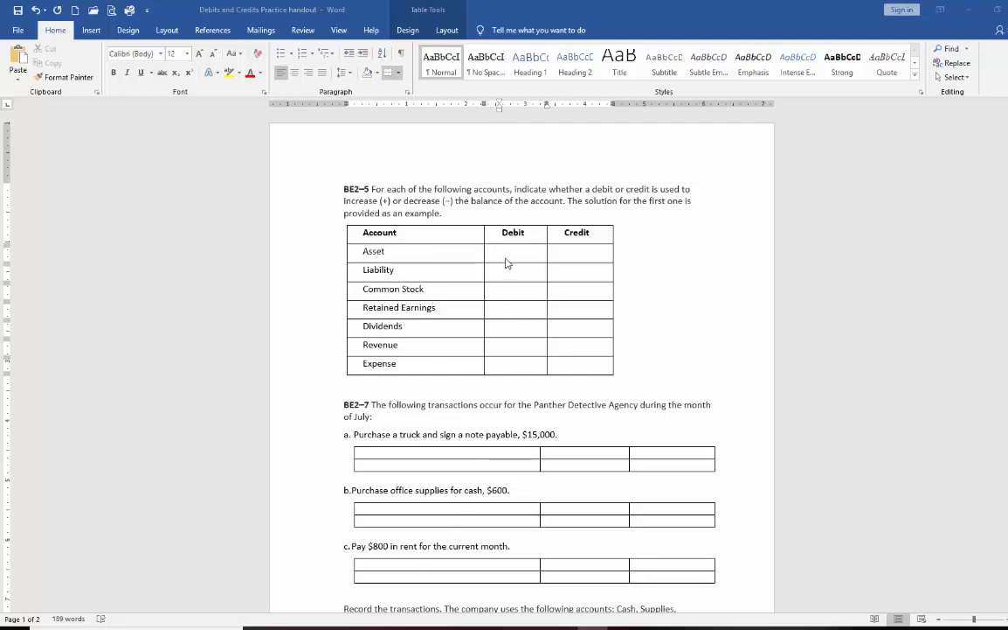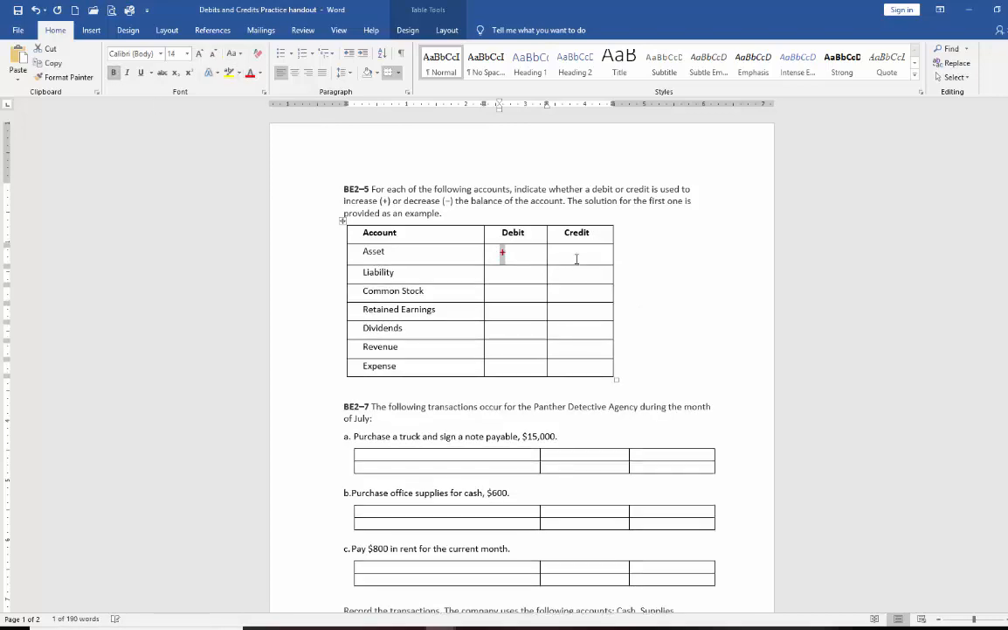An asset has a normal debit balance. So that means if you debit it, you're going to increase it. Let me make that a little bigger for you. If you debit it, you're going to increase it. If you credit an asset, you're going to decrease it.